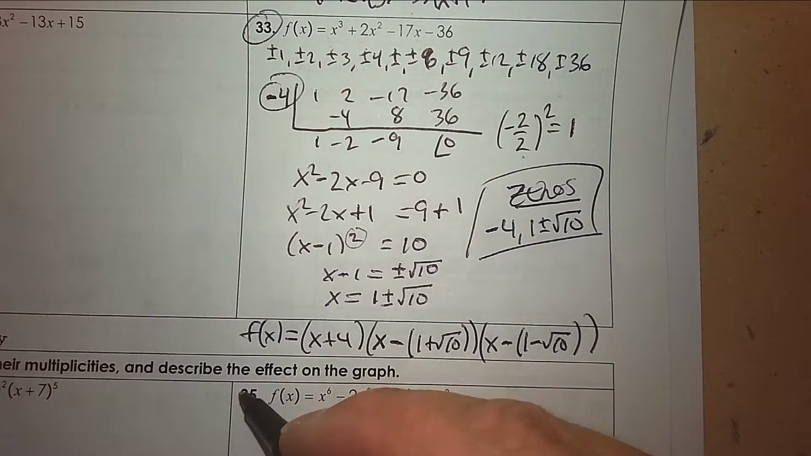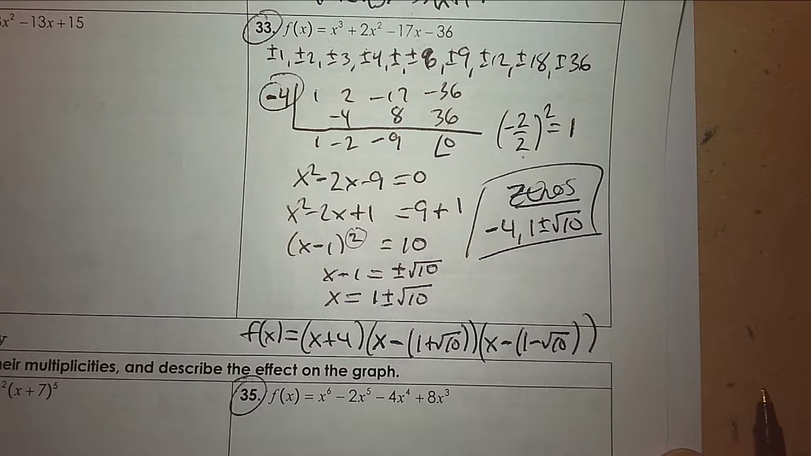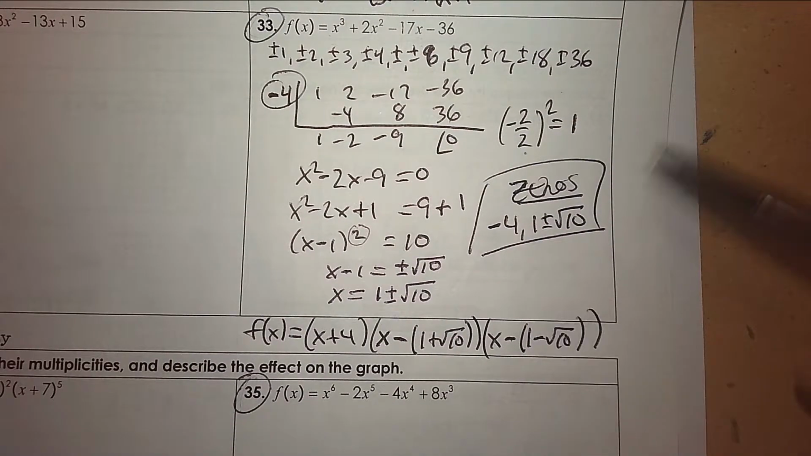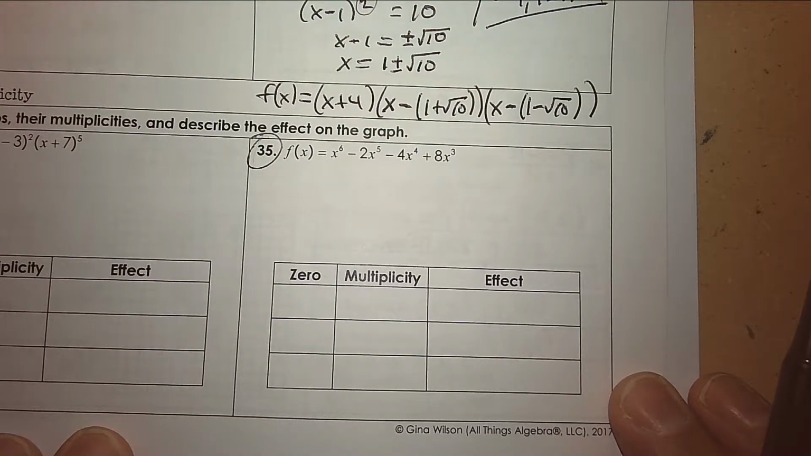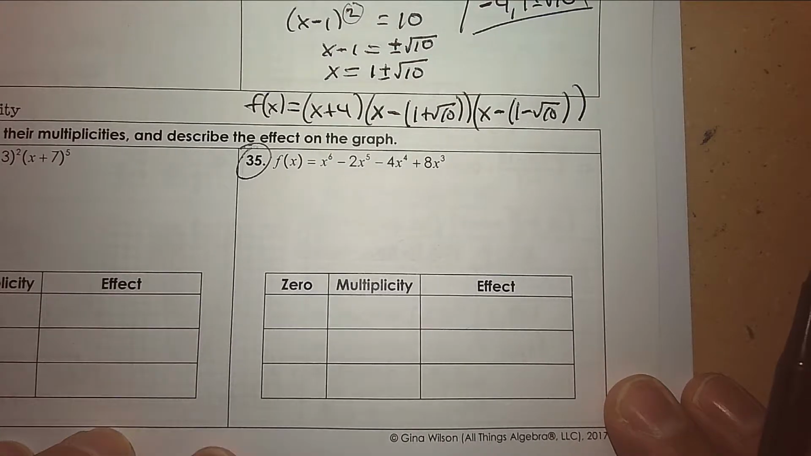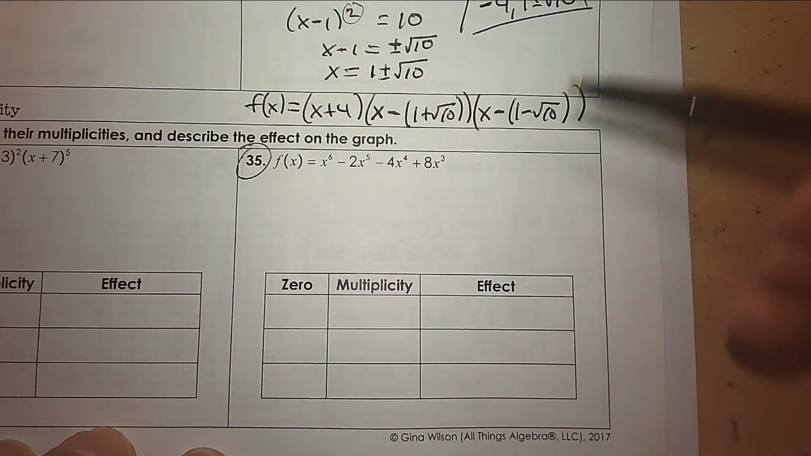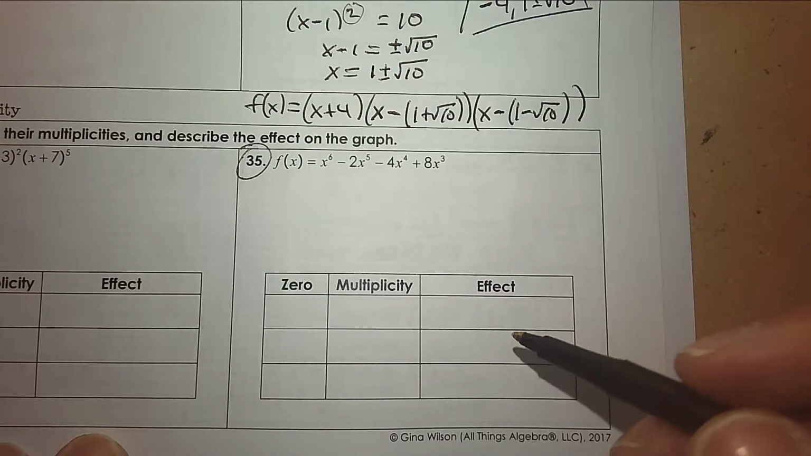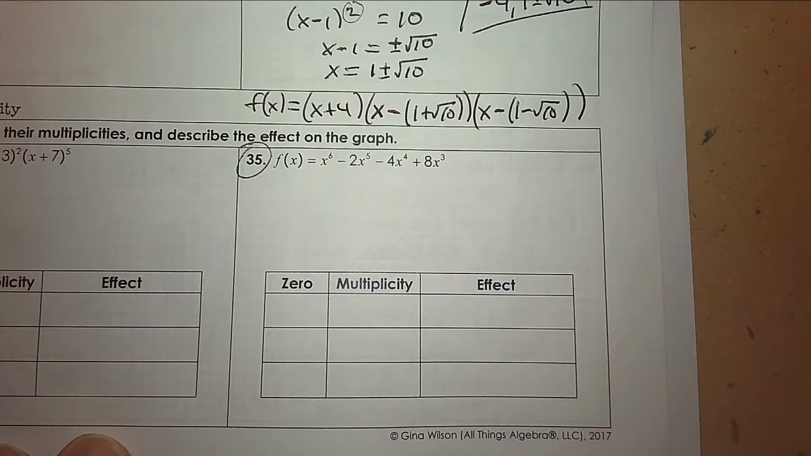Let's look at number 35. And remember, it's not wrong to go back to the video that I'm going to upload today, to go over this if you need to. Number 35. It says identify the zeros, the multiplicity, and the effect, meaning does it cross or touch.